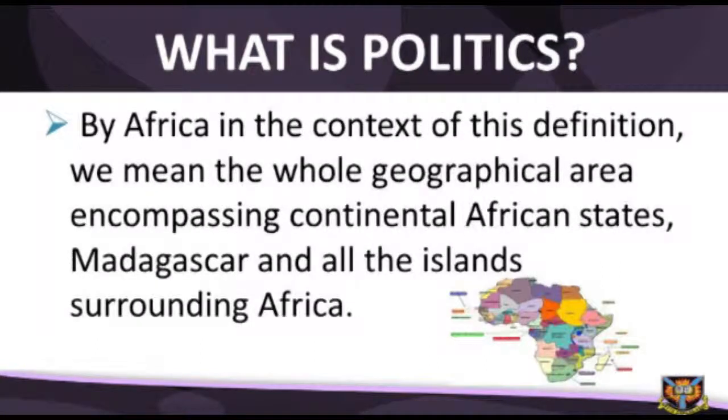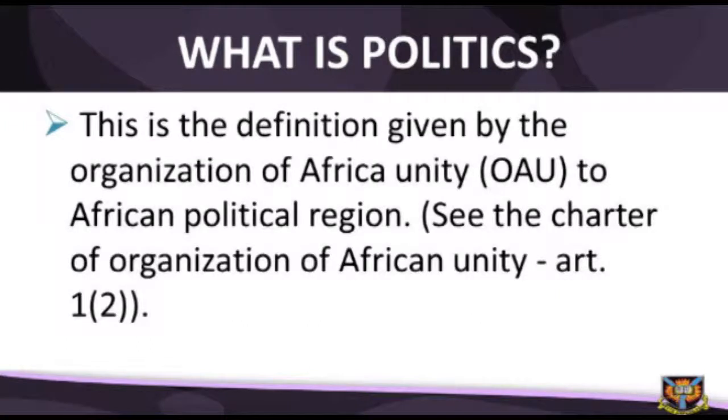By Africa, in the context of this definition, we mean the whole geographical area encompassing continental African states, Madagascar, and all the islands surrounding Africa. This is the definition given by the Organization of African Unity to the African political region. See the Charter of the Organization of African Unity, Article 1, Section 1, Subsection 2.